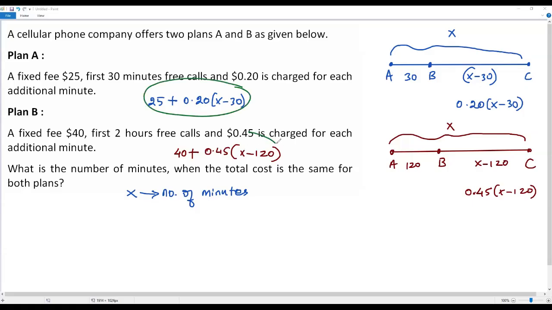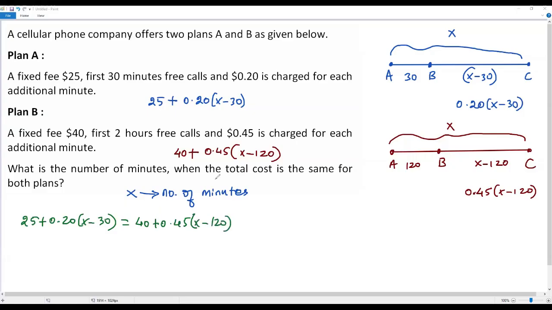Okay, now let me equate the total cost for both the plans and solve for x. Let me do it: 25 plus 0.20 times x minus 30. This is the total cost for plan A, and for plan B we have 40 plus 0.45 times x minus 120. Okay, now we have to do some simplification. So 25 plus, you can distribute this 0.20 to x, then I'm getting 0.20x. When you distribute this to minus 30, I'm getting minus 6, equals 40. When I distribute this 0.45 to this x, I'm getting plus 0.45x. When I distribute this 0.45 to this minus 120, I'm getting minus 54.